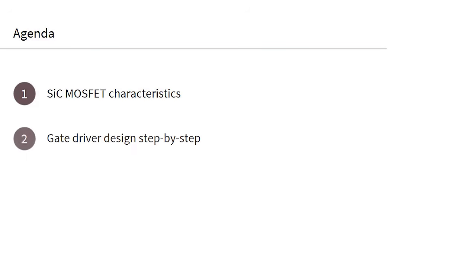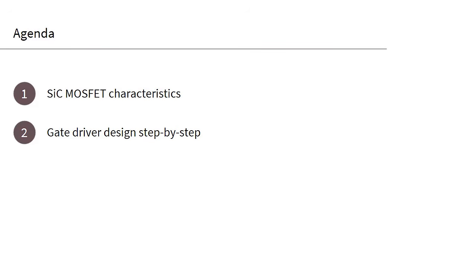This training is structured into 3 sections. First, we will give you some background information about silicon carbide MOSFETs. Then you will see the step-by-step process of the gate driver IC selection. And finally, we will show you an example for the calculation flow.